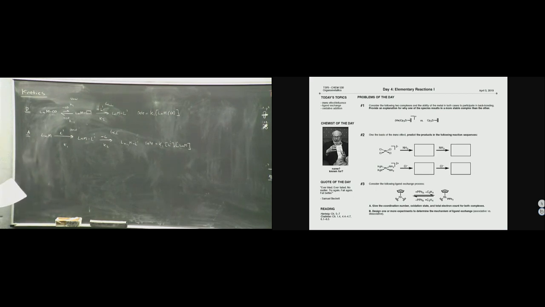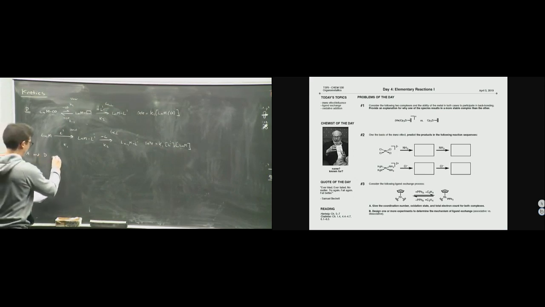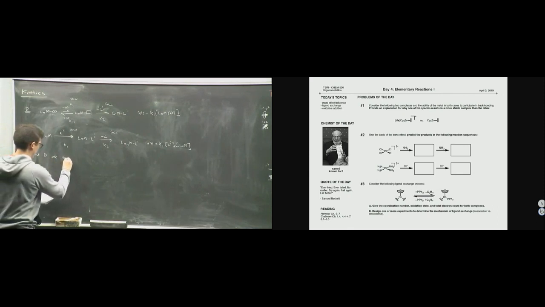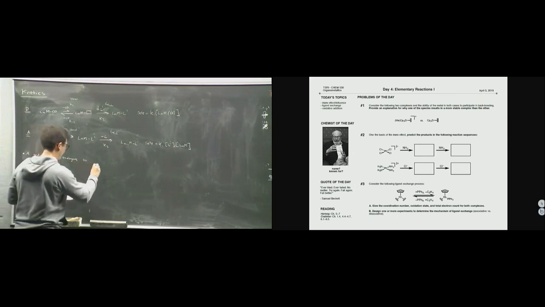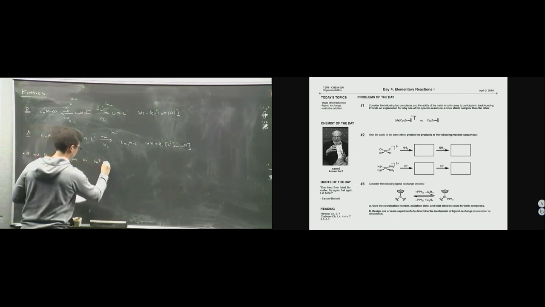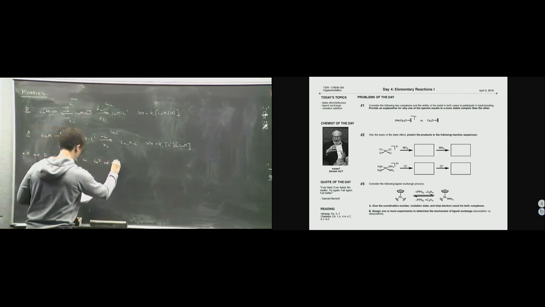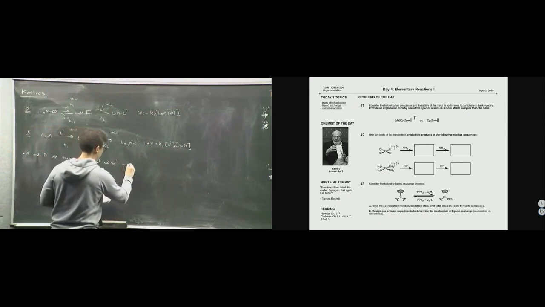The associative one will tend to have a negative entropy of activation. And so these two processes, especially if you look at the rates, the rate equations, you'll notice that these are directly analogous to SN2 and SN1 in organic substitution.